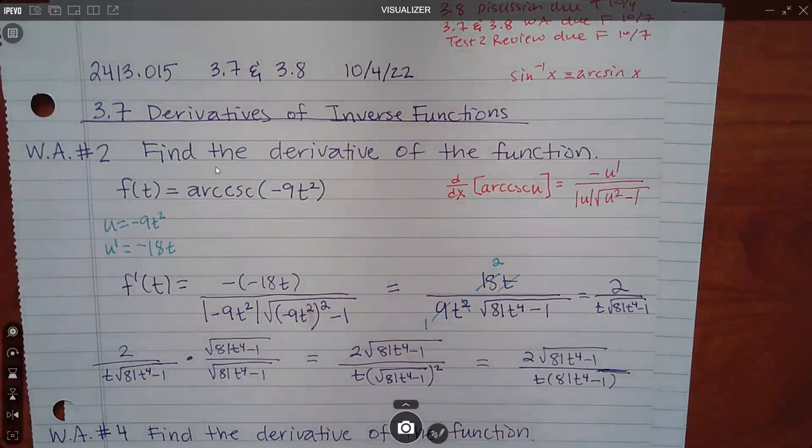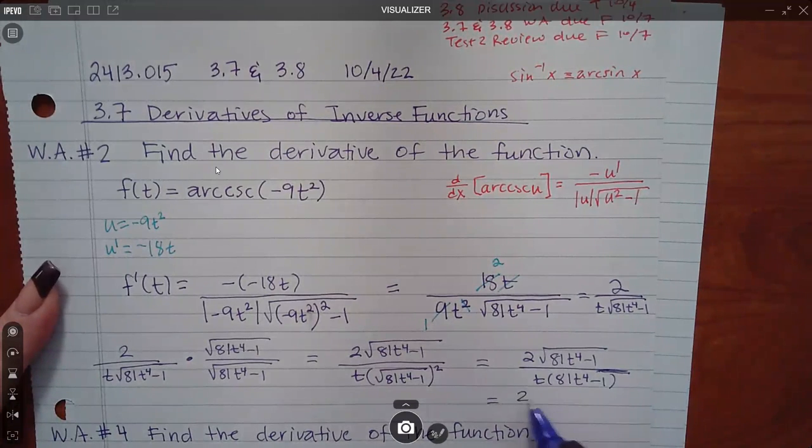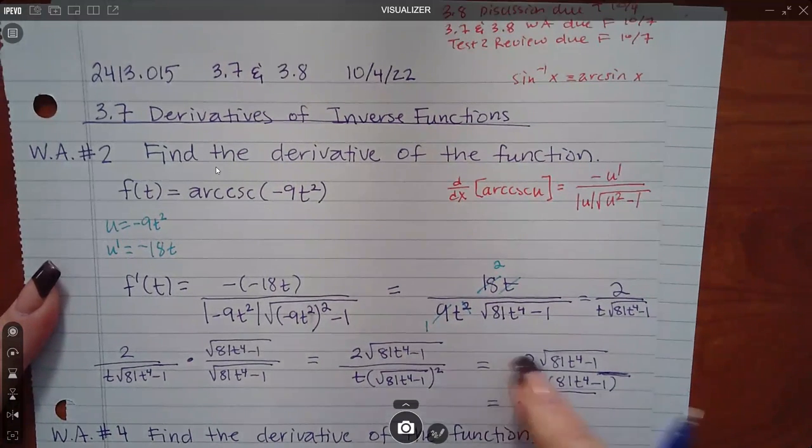One last thing. That's the only thing you could even possibly do. So if this one wasn't in the choices, then hopefully 81 t to the fifth minus t.